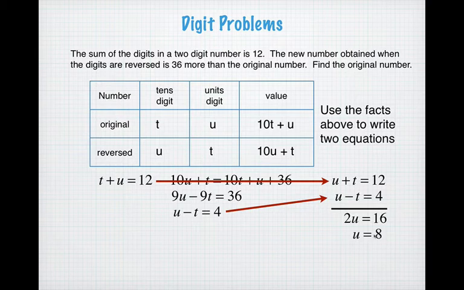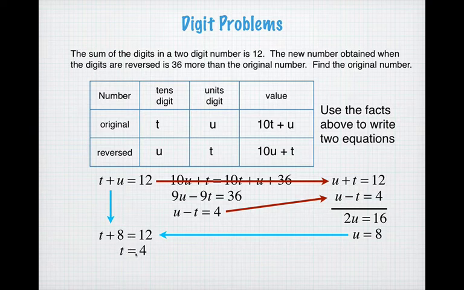Now, if I plug this U back into my original equation here, then I get T plus 8 equals 12. Of course, that means T equals 4. If I put them together, my number is going to be 48, is my original number. The reverse number, of course, is 84.